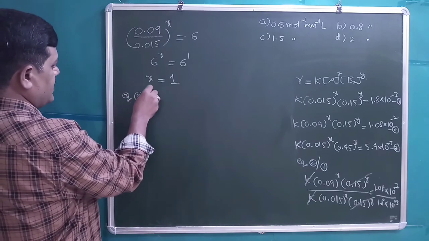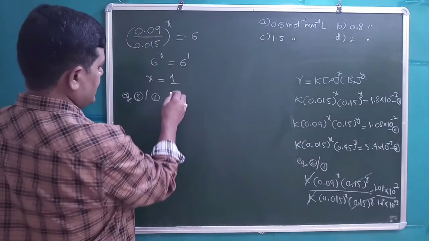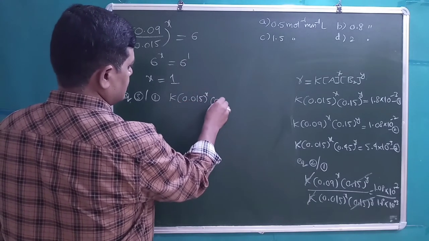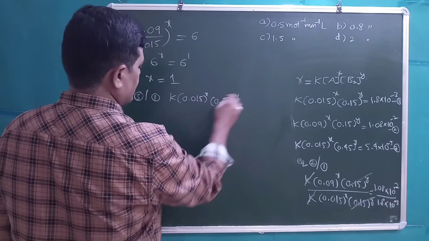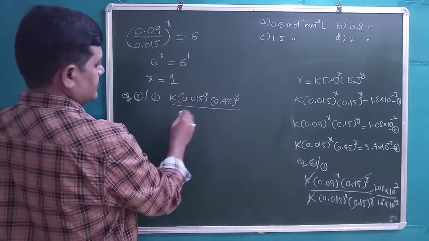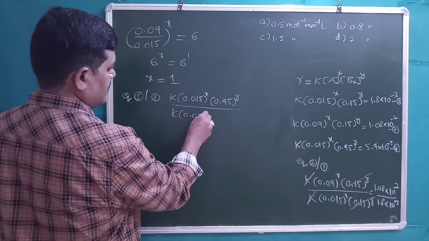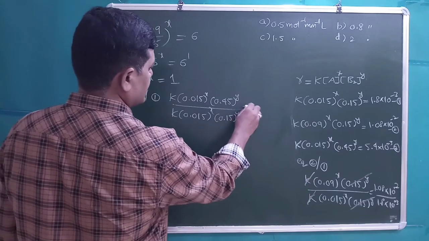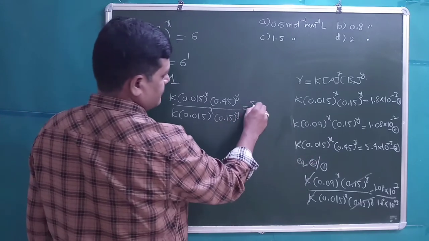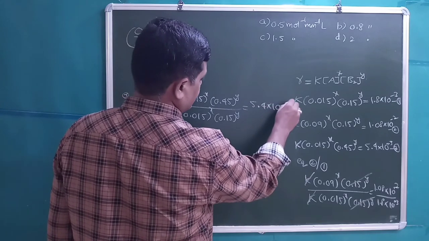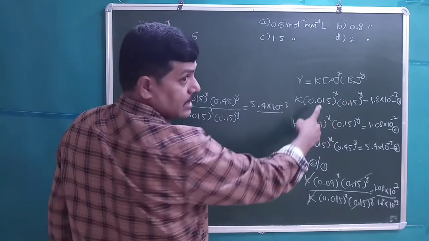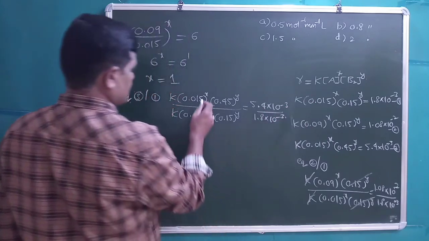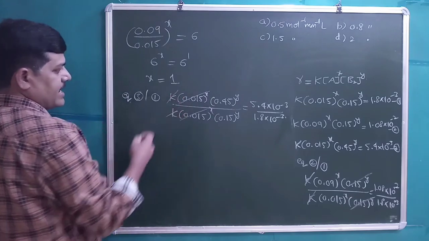Equation 3 divided by equation 1. So for 3, K into 0.015 whole power X, 0.45 whole power Y, divided by, for 1, K into 0.015 whole power X, 0.15 whole power Y is equal to, right hand side of the equation, 5.4 into 10 power minus 3, divided by right hand side of the equation for 1, that is 1.8 into 10 power minus 3. So these two terms are similar, gets cancelled, K gets cancelled.